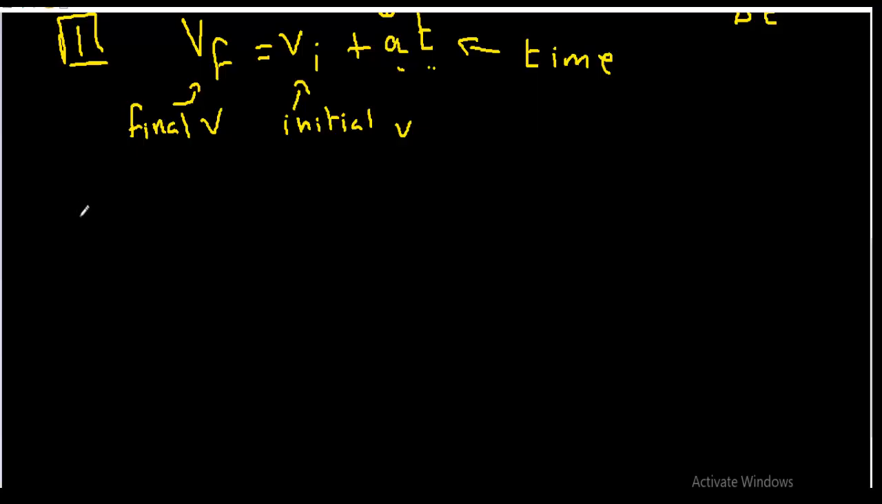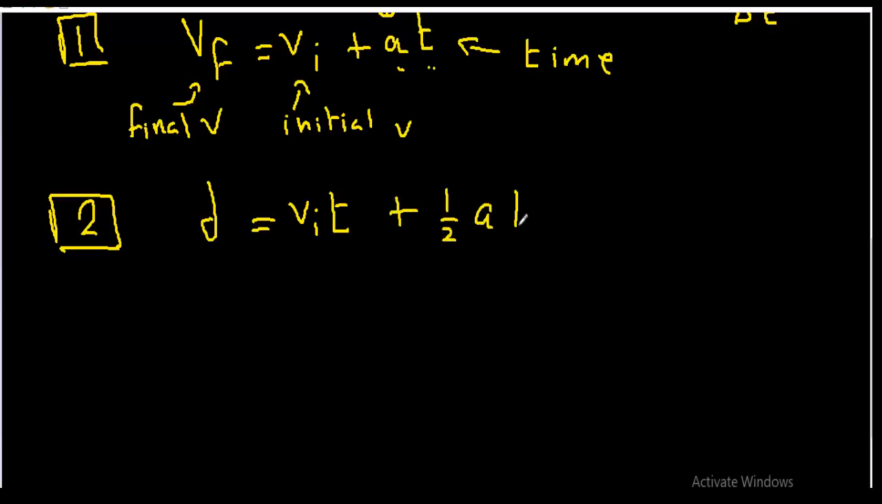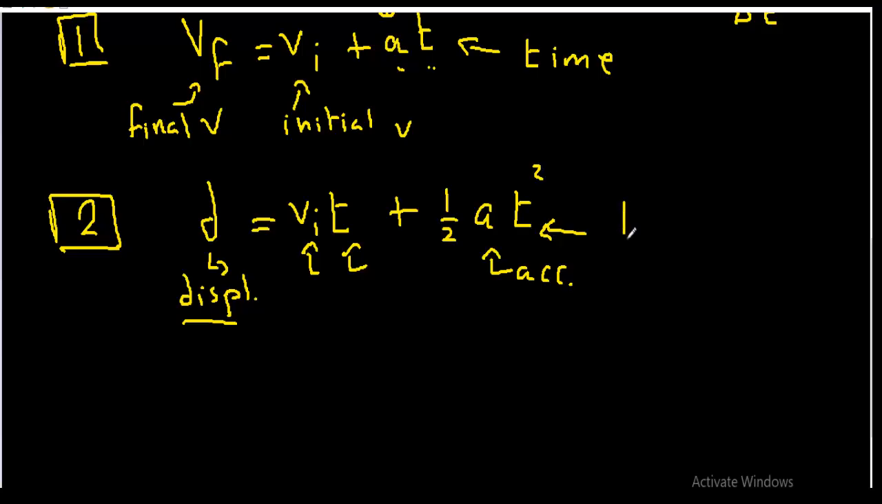And the second equation of motion starts with d, displacement, equals Vi t plus half a t squared. d means displacement, Vi means initial velocity, t means time, half is a constant value, a is acceleration, t power 2 means time squared.